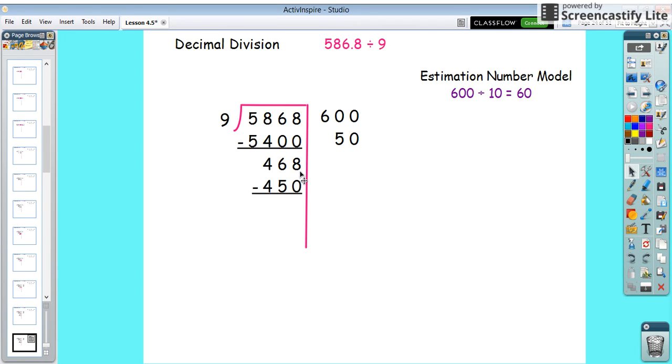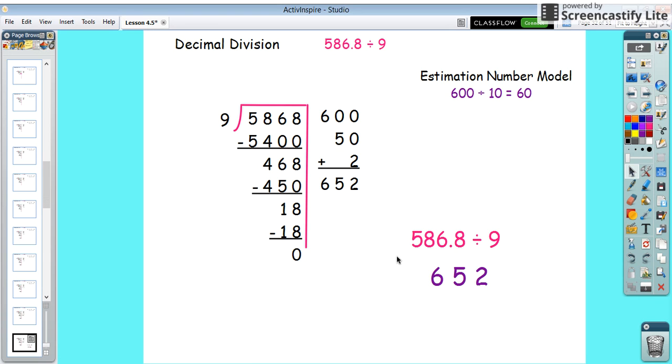Now we multiply 9 times 50, which is 450, and subtract. 8 minus 0 is 8. 6 minus 5 is 1. So we are left with 18. Now we think, how many times does 9 go into 18? Well, 2 times. And now we need to multiply. 9 times 2 is 18. And we subtract, and we have 0 left over. So we know that we won't have a remainder in this problem. And we can add these up. So we're going to do 600 plus 50 plus 2, and that leaves us with 652.